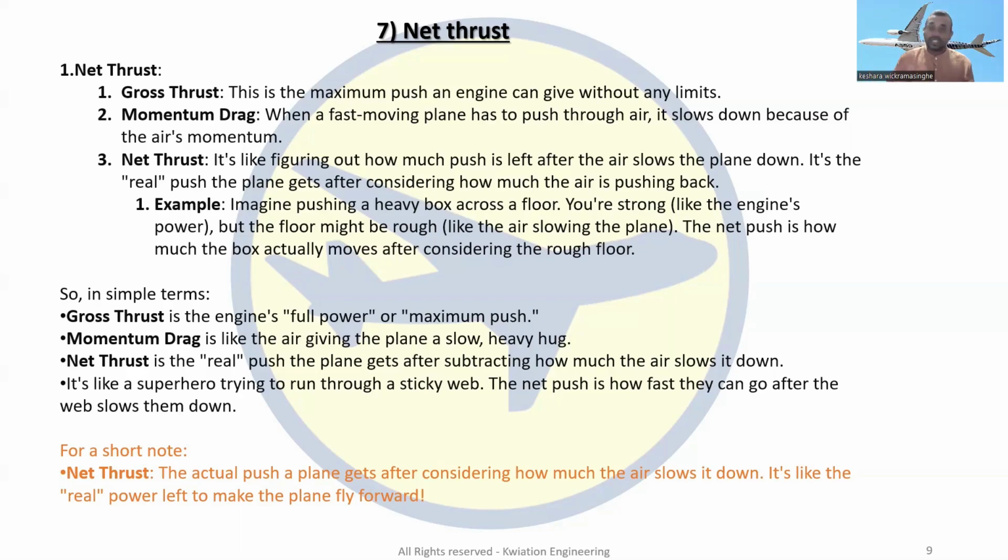As a short note, you can keep this as a reminder: net thrust is the actual push a plane gets after considering how much the air slows it down. It's like the real power left to make the plane fly forward. That is called net thrust.